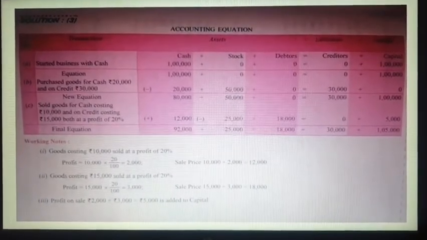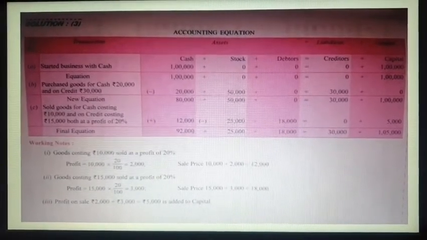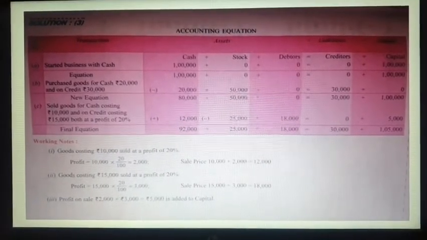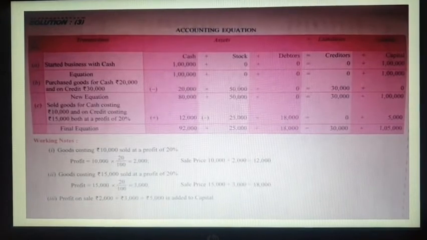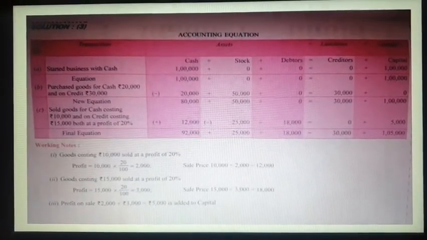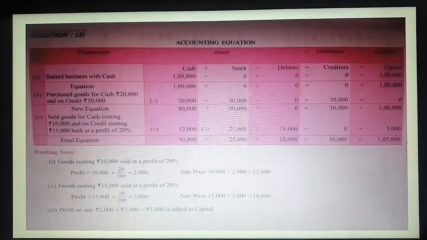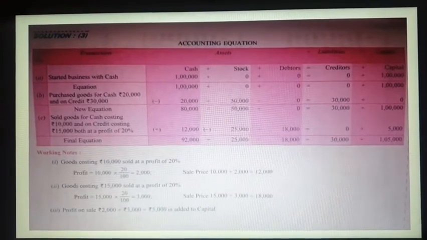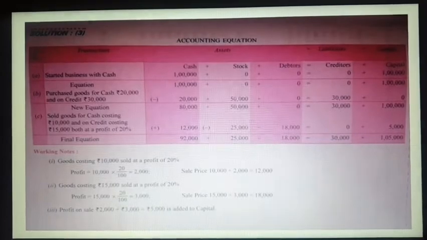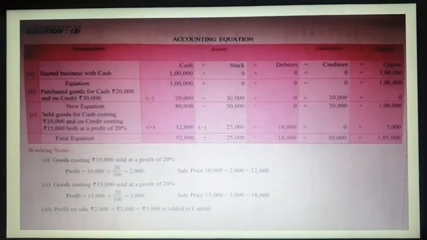So after the second transaction, your cash is 80,000, that is, earlier it was 1 lakh, then 1 lakh minus 20,000 gives 80,000 as your cash, and stock is 50,000. On the liability side, creditor is 30,000 and capital is still the same, 1 lakh. So if you total the assets, that is cash and stock, it is 130, and liability plus capital, that is creditor plus capital, again it is 130. So asset is equal to liability plus capital. Now come to the third point.